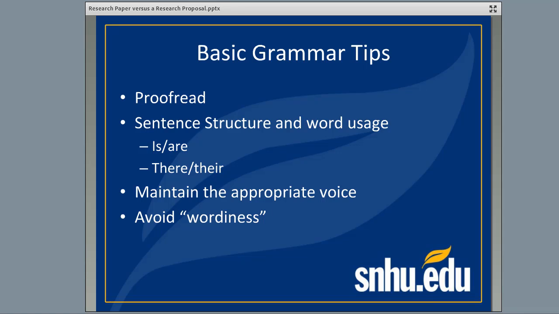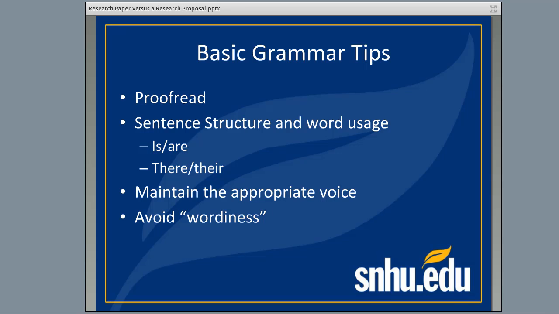A few basic grammar tips that I did want to reference. First of all, make sure you proofread your work. When we talk about proofreading, I always encourage students to actually read their work out loud so they can hear it. Speaking from experience on that idea and effectively utilizing that method, when we read our work out loud, it allows us to hear what we said and make sure that we have written what we intended to write. As the writer, we always know what we want to write, but we don't always effectively write what we have planned to write.